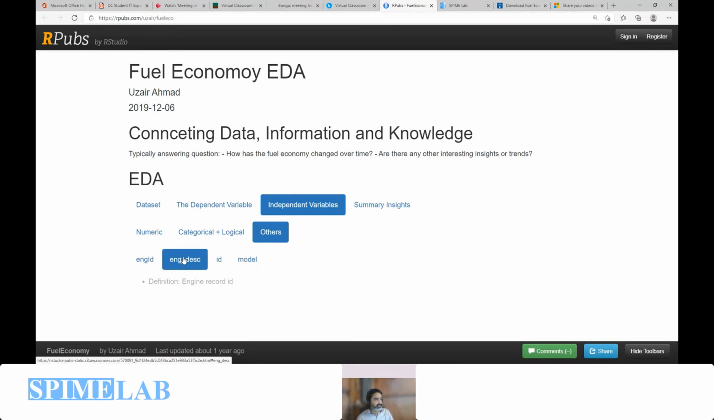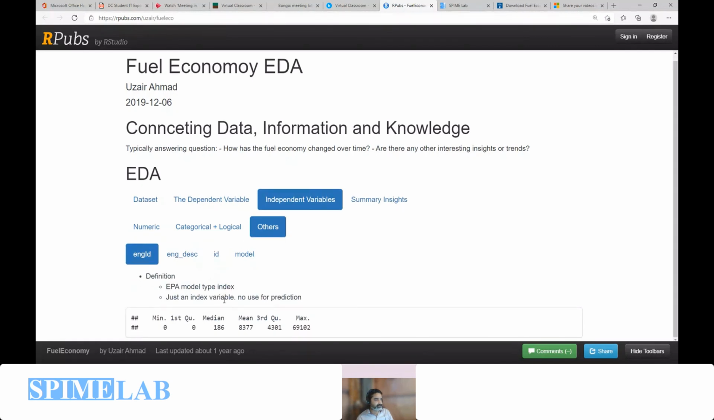Engine description is another variable where you have most of the values as null. Engine ID is another index variable and it's not useful for prediction. So you will separate them out.